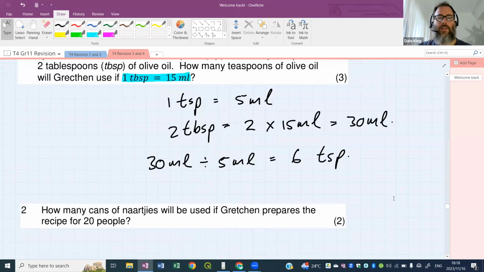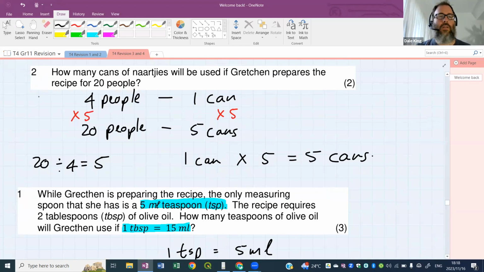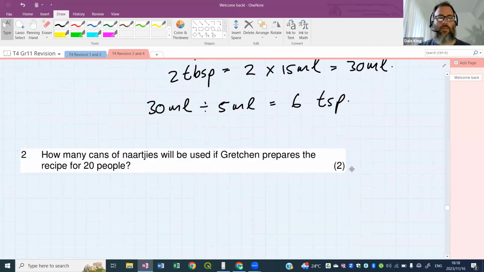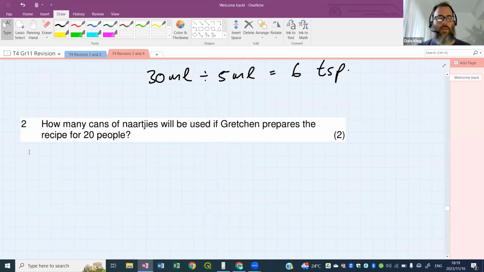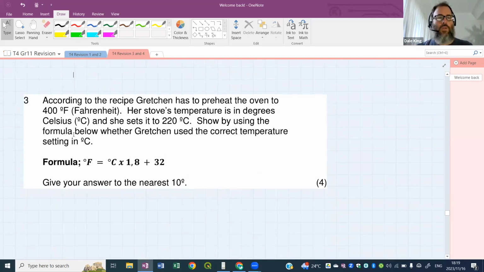Good job. All right, let's look at the next question. Let me bring this answer down here, and then we'll have a look at question 3. Question 3. According to the recipe, Gretchen has to preheat the oven to 400 degrees Fahrenheit. Her stove's temperature is in degrees Celsius, and she sets it to 220 degrees. Show by using the formula whether she used the correct temperature. Did she use the correct temperature? Show if she did. All right, there's the formula.